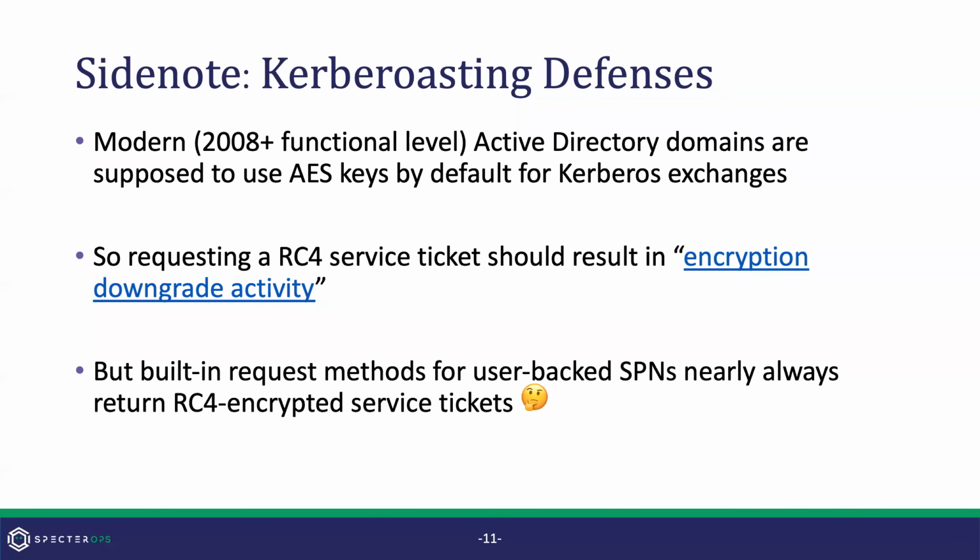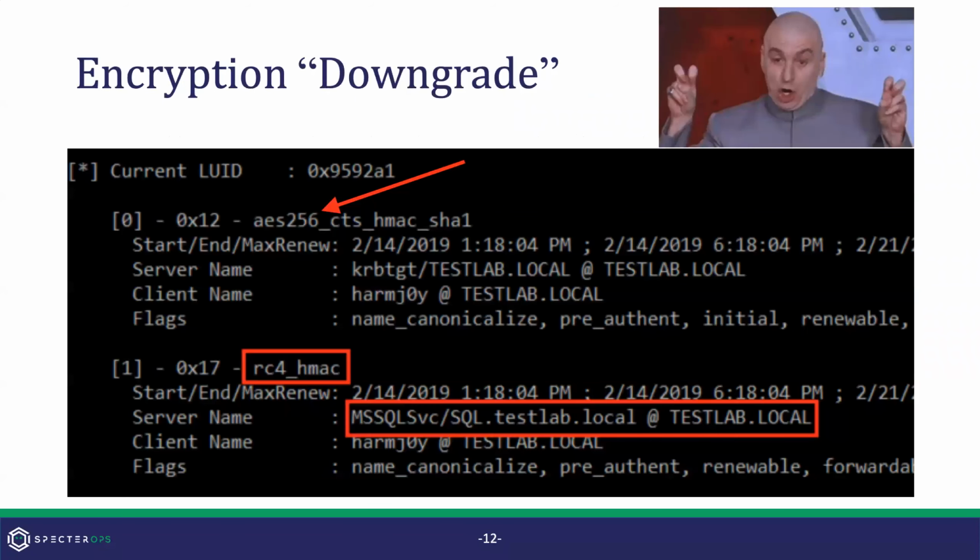However, built-in request methods for user-backed service principal names nearly always return RC4 encrypted service tickets. So this is weird. And this is one of the quirks that, about a year or so ago, prompted me to start diving into Kerberoasting a bit deeper and trying to figure out what's actually going on. So, encryption downgrade, with air quotes. See this example. The first ticket is encrypted with AES 256. This is the Kerberoasting TGT service. This is a TGT for Harmjoy.